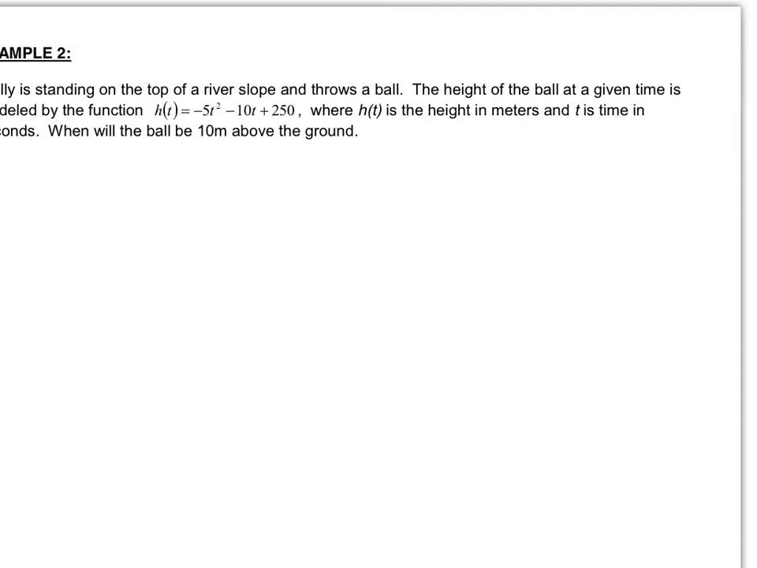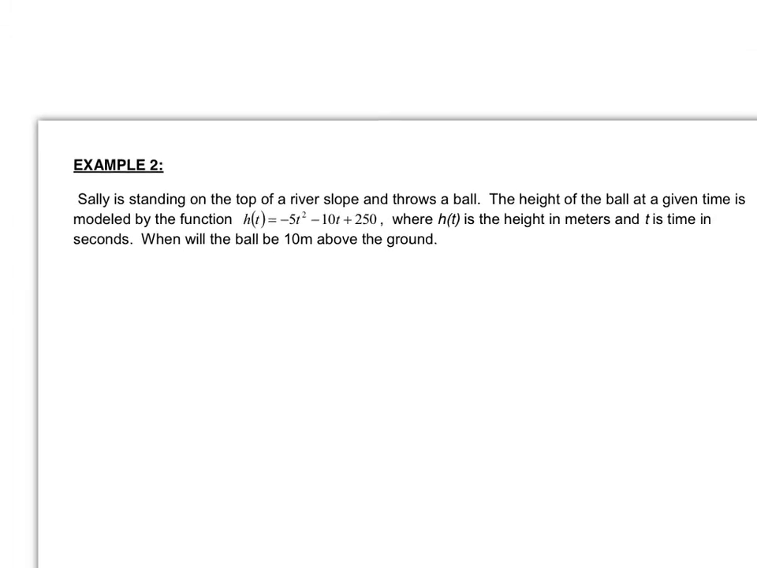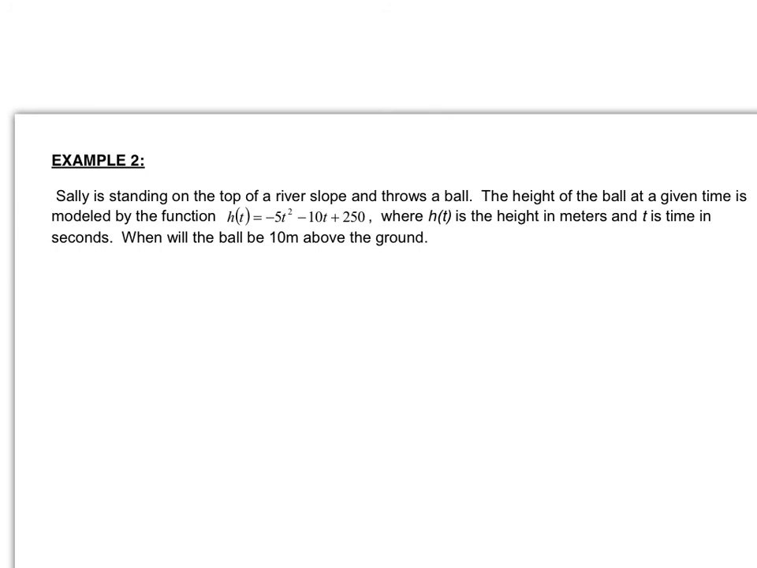Okay, great. So now looking at this one word problem: Sally is standing on the top of a river slope and throws a ball. The height of the ball at a given time is modeled by this function, where the height is in meters and the time is in seconds. When will the ball be 10 meters above the ground? So right now we've got this river and this ball being thrown, and she's already at a height and then she's throwing it off.